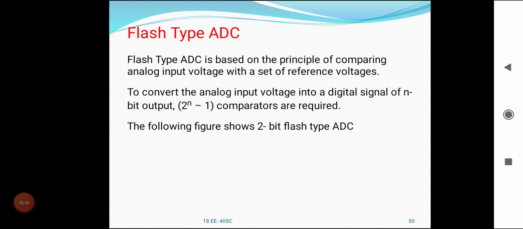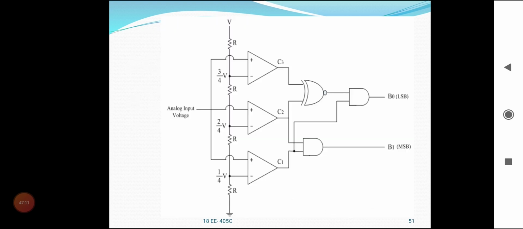Flash type ADC. Flash type ADC is based on the principle of comparing the analog input voltage with a set of reference voltages to convert the analog input voltage into a digital signal of n-bit output. 2^n - 1 comparators are required. The following figure shows a 2-bit flash type ADC. Here it requires 3 comparators. 2^n - 1: 2 bits means 2^2, which is 4, minus 1. So 3 comparators are required.